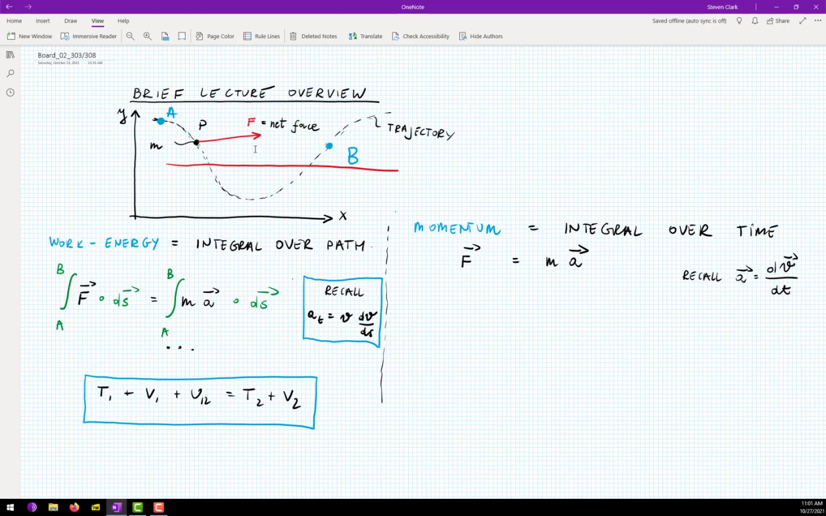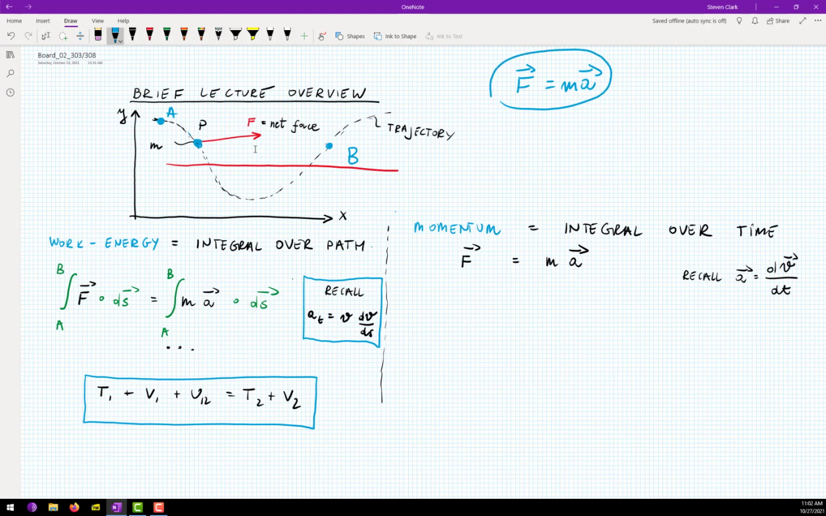So what do we have? We have our old good friend, particle P, following along this trajectory. Our particle P has mass m, and a net force F is acting on it. So we know that this is true: F equals ma. Before, when we were talking about the work energy method, we just took the integral of this expression over the path. Do you remember?